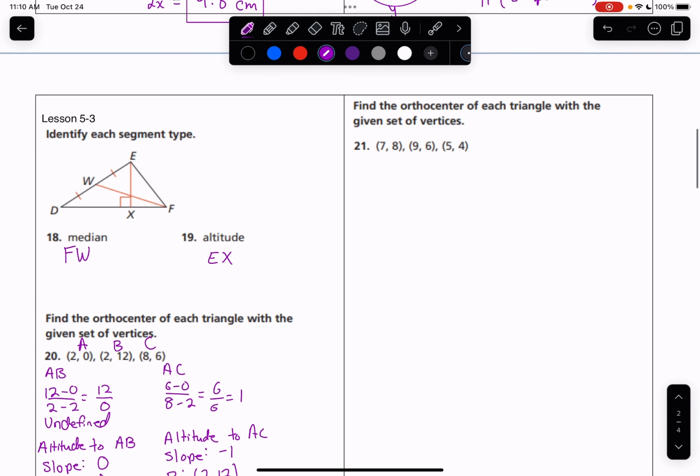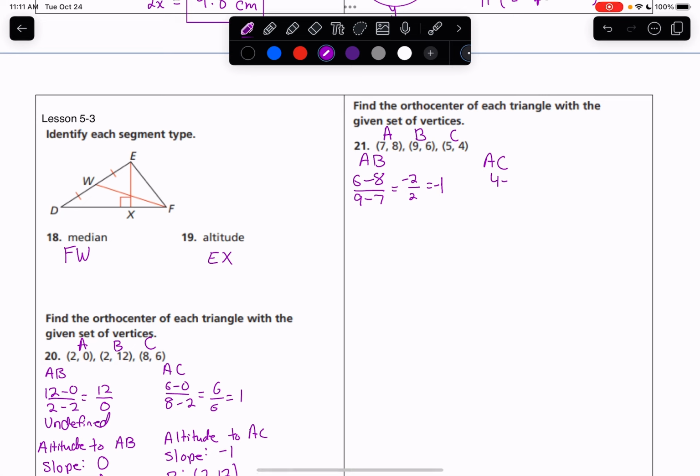Find the orthocenter of this triangle with this given set of vertices. We've got A, B, and C. So again, we're going to find the slopes of AB and AC. It doesn't really matter, that's just the ones that I like to find. So the slope of AB is going to be 6 minus 8 over 9 minus 7, that's going to be -1. And the slope of AC will be 4 minus 8 over 5 minus 7. That's -4 over -2, which is a slope of 2.